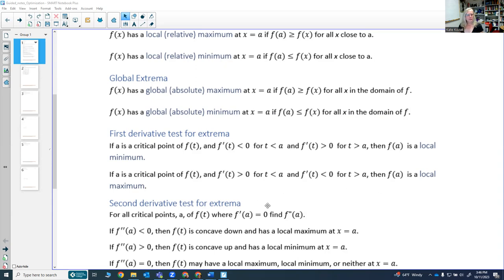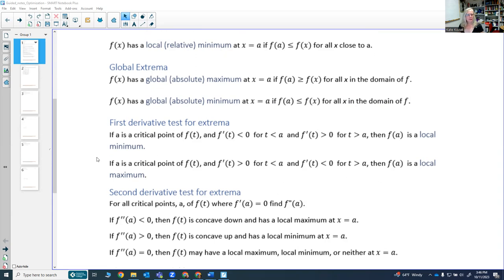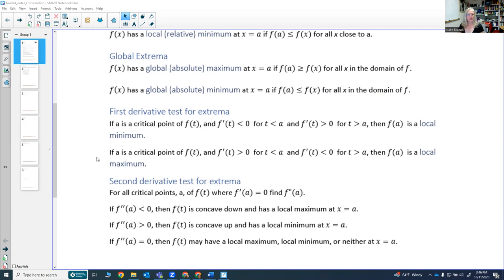The first derivative test for extrema: if a is a critical point of f of t, and f prime of t is less than 0 for t less than a, and f prime of t is greater than 0 for t greater than a, then f of a is a local minimum. If a is a critical point of f of t, and f prime of t is greater than 0 for t less than a, and f prime of t is less than 0 for t greater than a, then f of a is a local maximum.